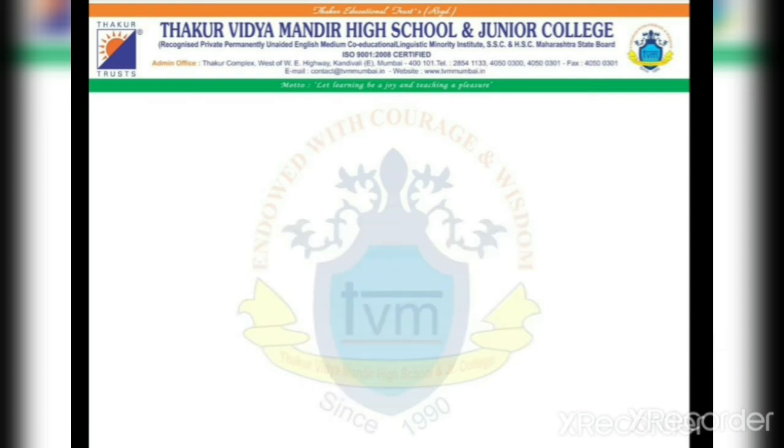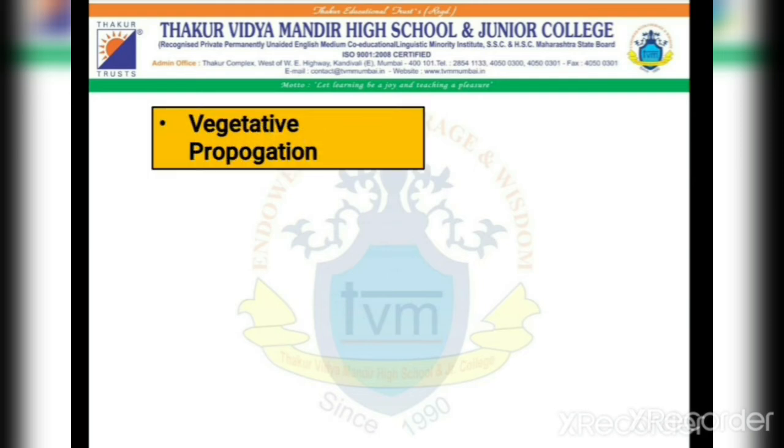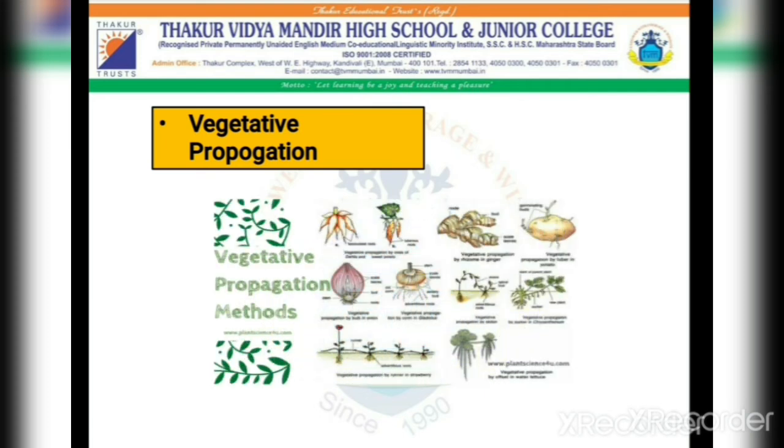The next method is called vegetative propagation. Vegetative propagation means the reproduction carried out with the help of parts like root, stem, leaf, and bud. So when the reproduction is carried out with the help of vegetative parts like root, stem, leaf, and bud, it is called vegetative propagation. We know various examples related to this.